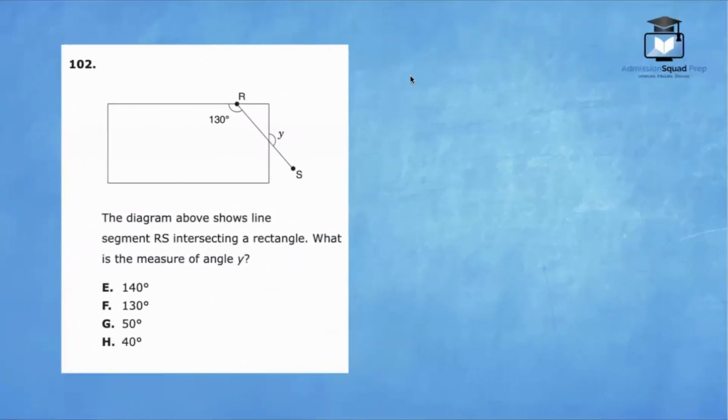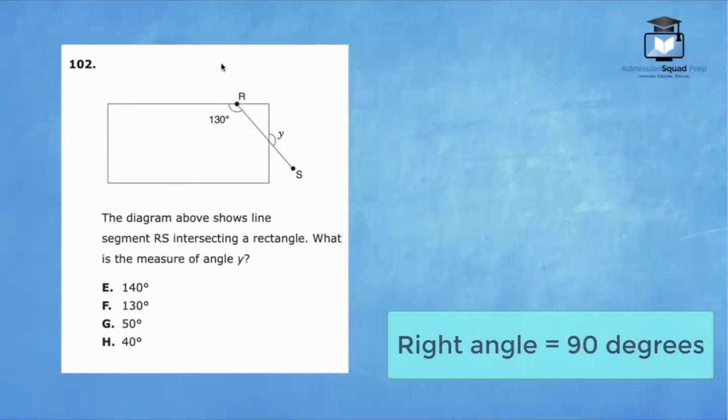Number 102. The diagram above shows a line segment RS intersecting a rectangle. What is the measure of angle Y? Let's label the information that we know about the problem. Since we're working with a rectangle, we know that one of the properties of a rectangle is that it has 4 right angles. I like to make this a little bit bigger so we can see it clearly.